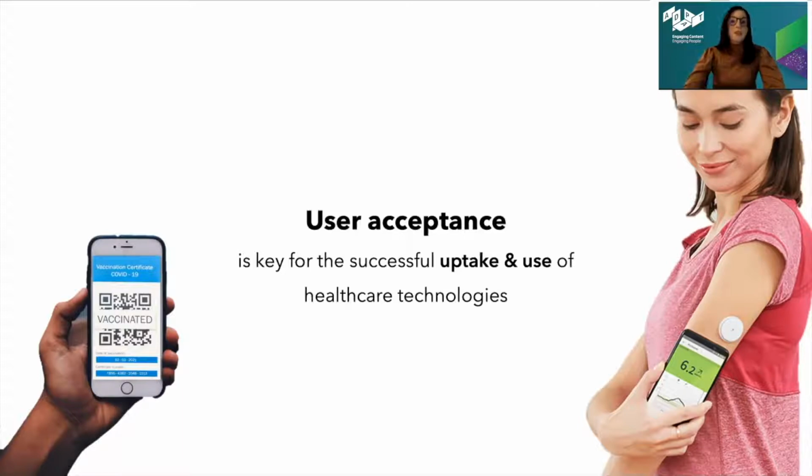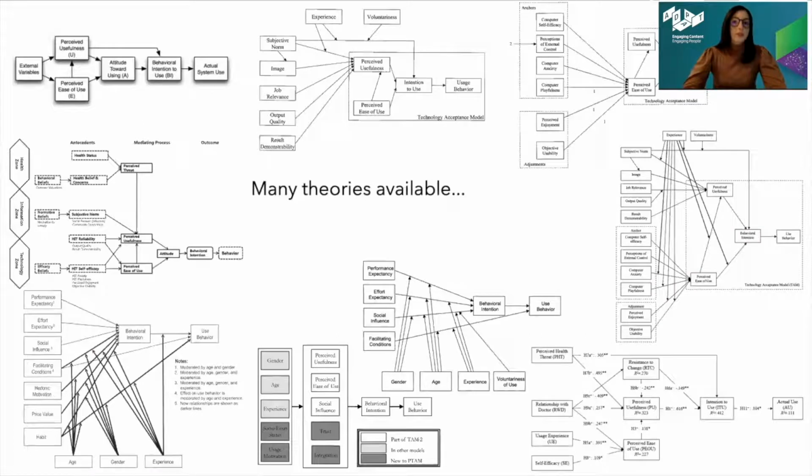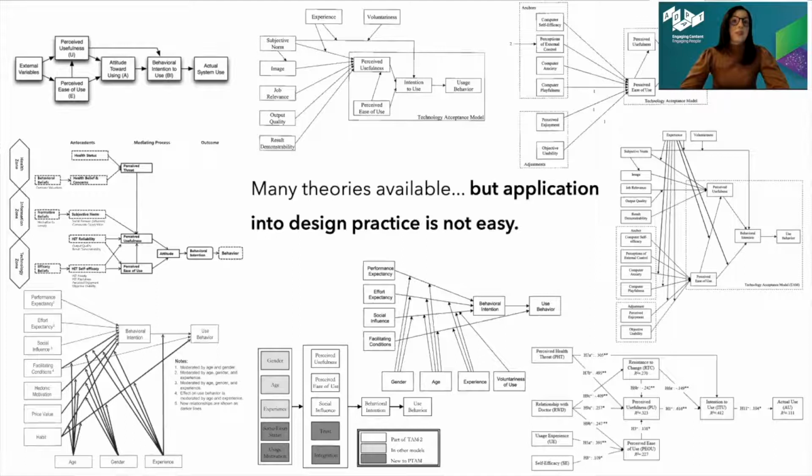But how do we do this in the design process? Well, there are many theories and models available in the literature. However, this large theoretical landscape limits our ability to understand what user acceptance is and to apply this knowledge into real design practice.